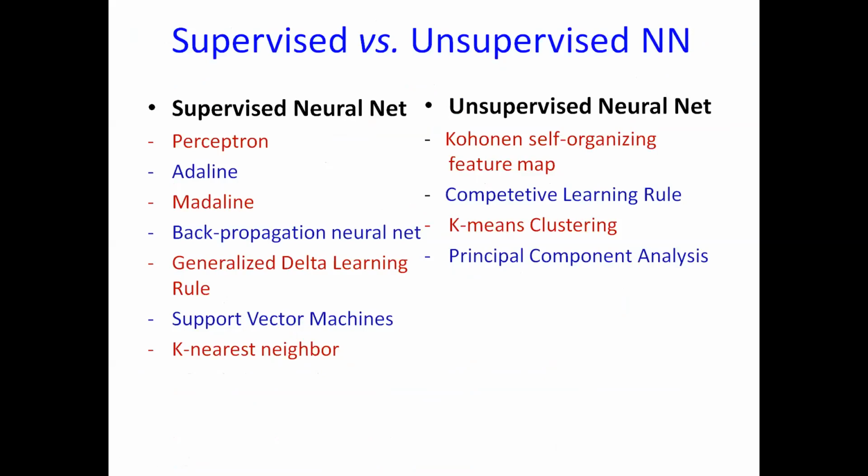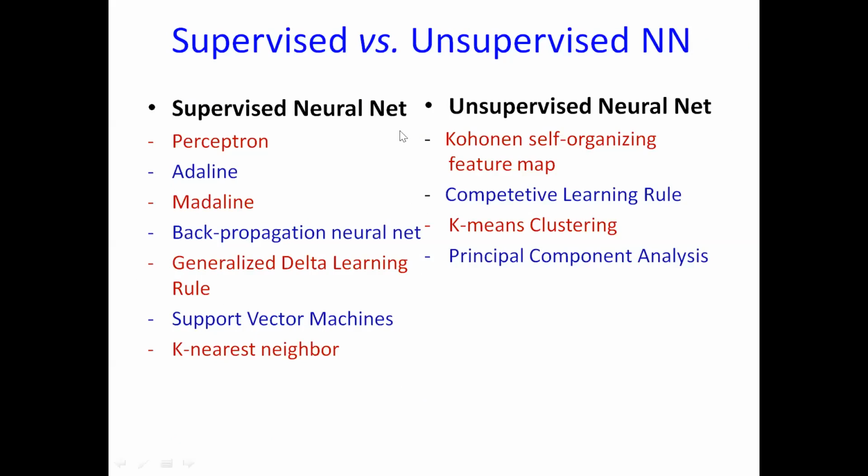Now, coming to the two different types of neural network with which we started our very basic class of artificial neural network, that is supervised neural network and unsupervised neural network. Now, after completing all the various kinds of neural networks, we can easily distinguish them, or name them, as examples of supervised or unsupervised neural network.